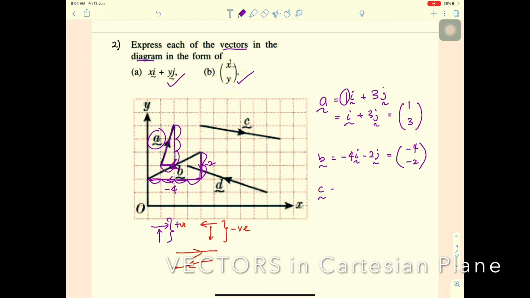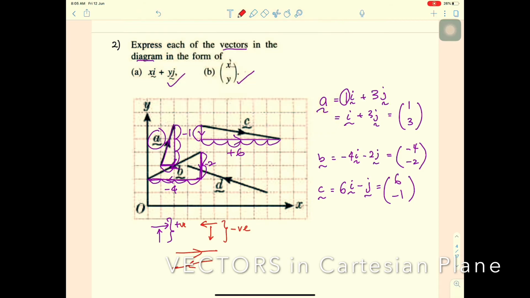Then vector C. This is how we apply the triangle law. 1, 2, 3, 4, 5, 6 units, so positive 6, and negative 1. In ij form, 6i minus j. In matrix form, (6, -1).